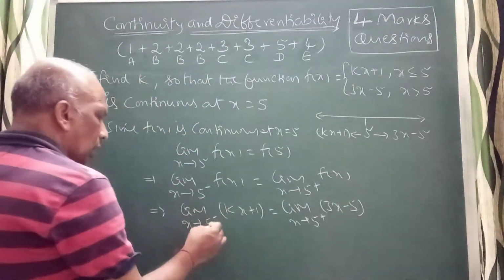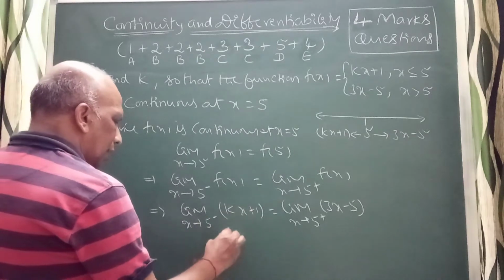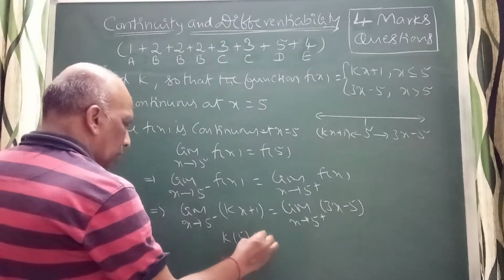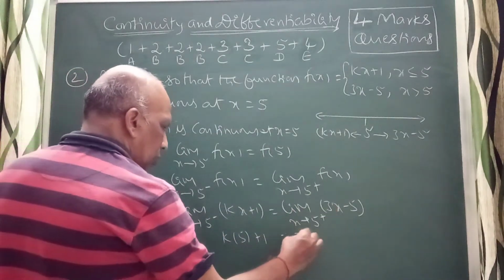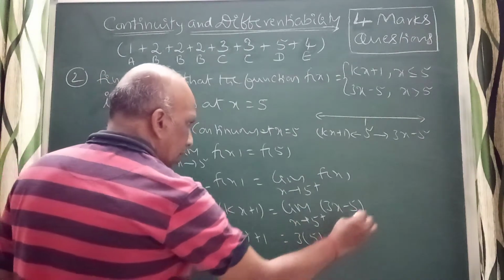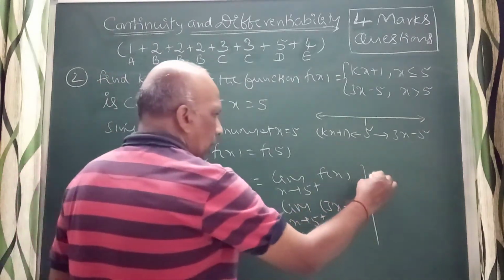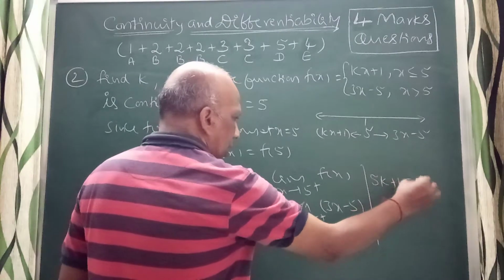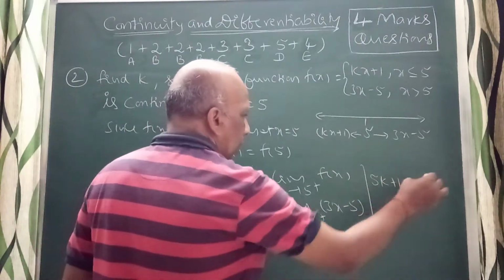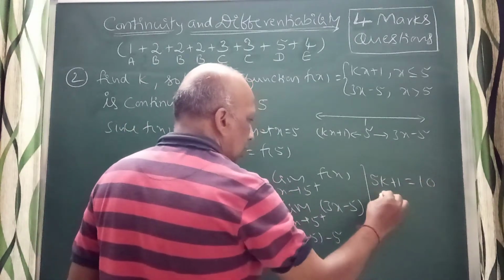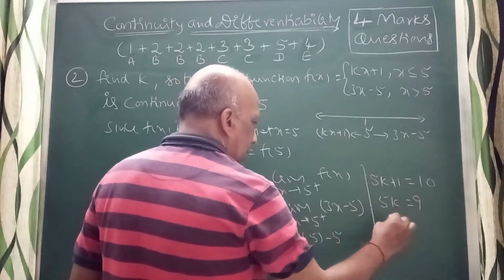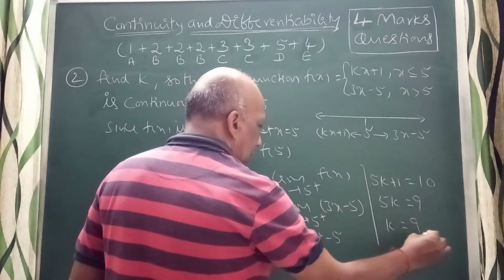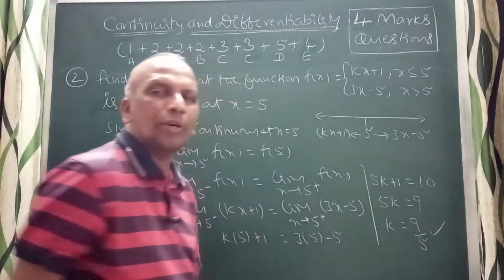Now, you can substitute the limit directly. k into 5 plus 1 equals 3 into 5 minus 5, so you will get 5k plus 1 equal to 15 minus 5, which is 10. 5k is equal to 9. k is equal to 9 by 5. That is the required answer, right?